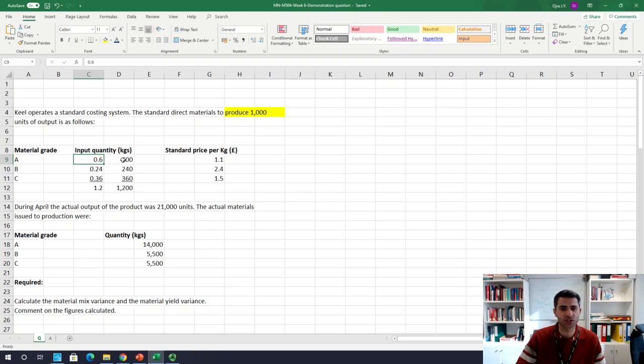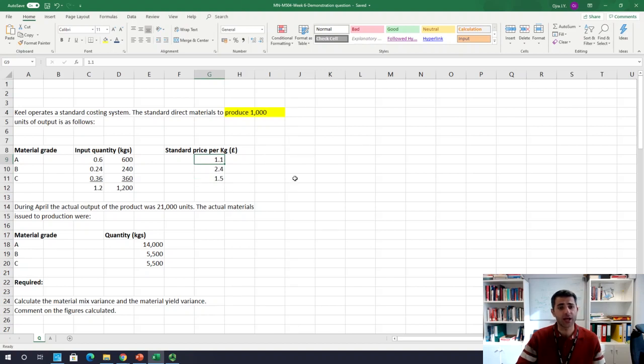For each material, as you see in the question, it does give you the standard price per kilo. So if you multiply this by this, that gives you the standard cost, how much it would cost for each unit. So this is the standard cost per kilo for each material, as you see.